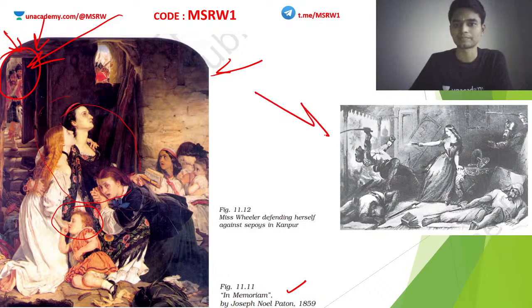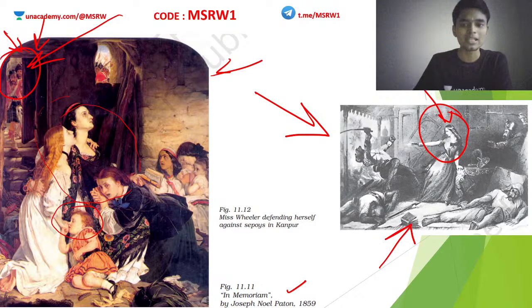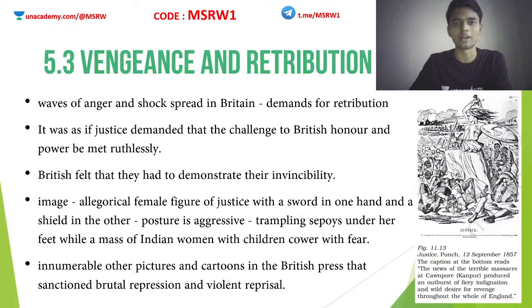The central figure here is Miss Wheeler. She is standing there killing the rebels who are trying to attack her and dishonor her. You can also see a book lying on the ground here. This book is basically the Bible. So this picture says that women are defending themselves, and they are not only protecting their own honor, but also the honor of Christianity. This is the Miss Wheeler painting, another very popular painting from around the 1857 era.